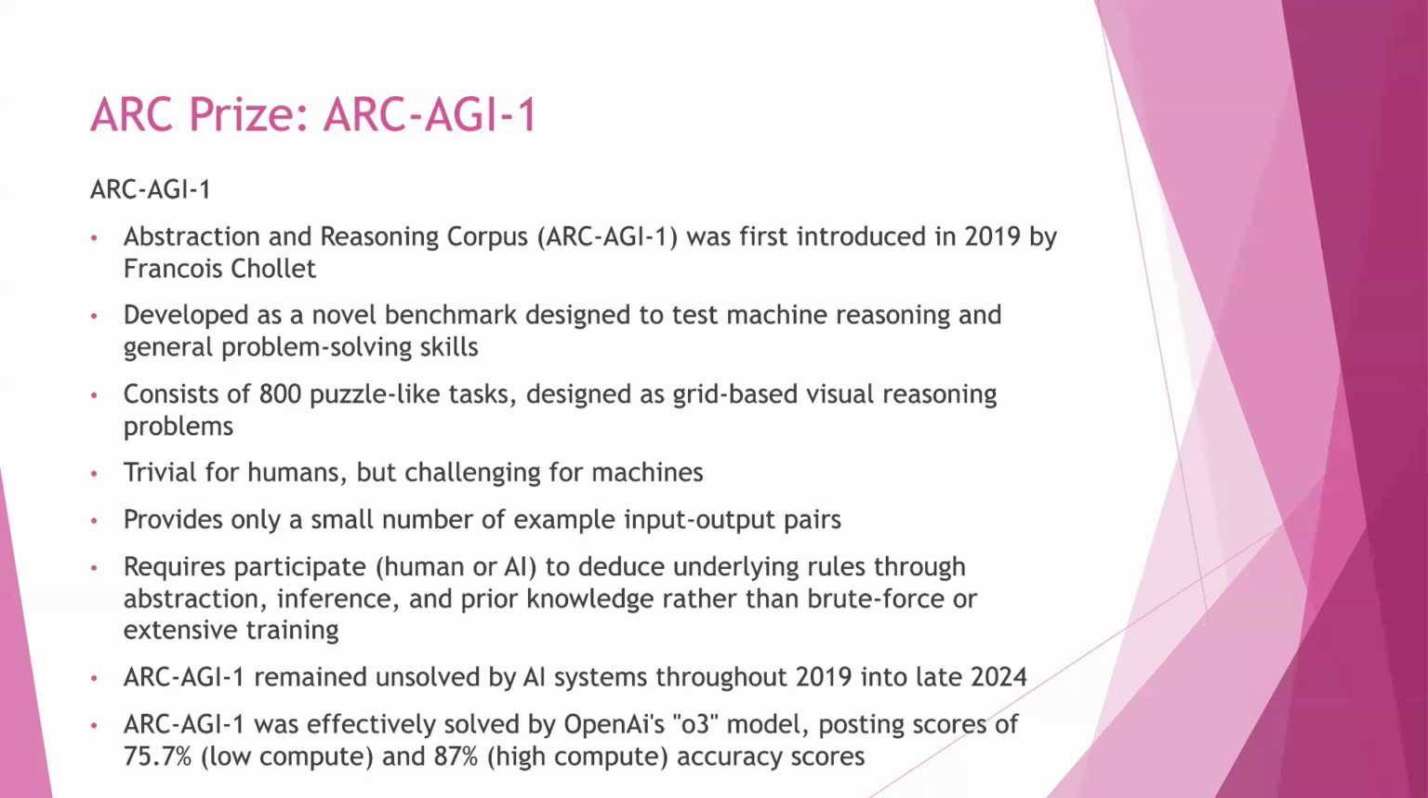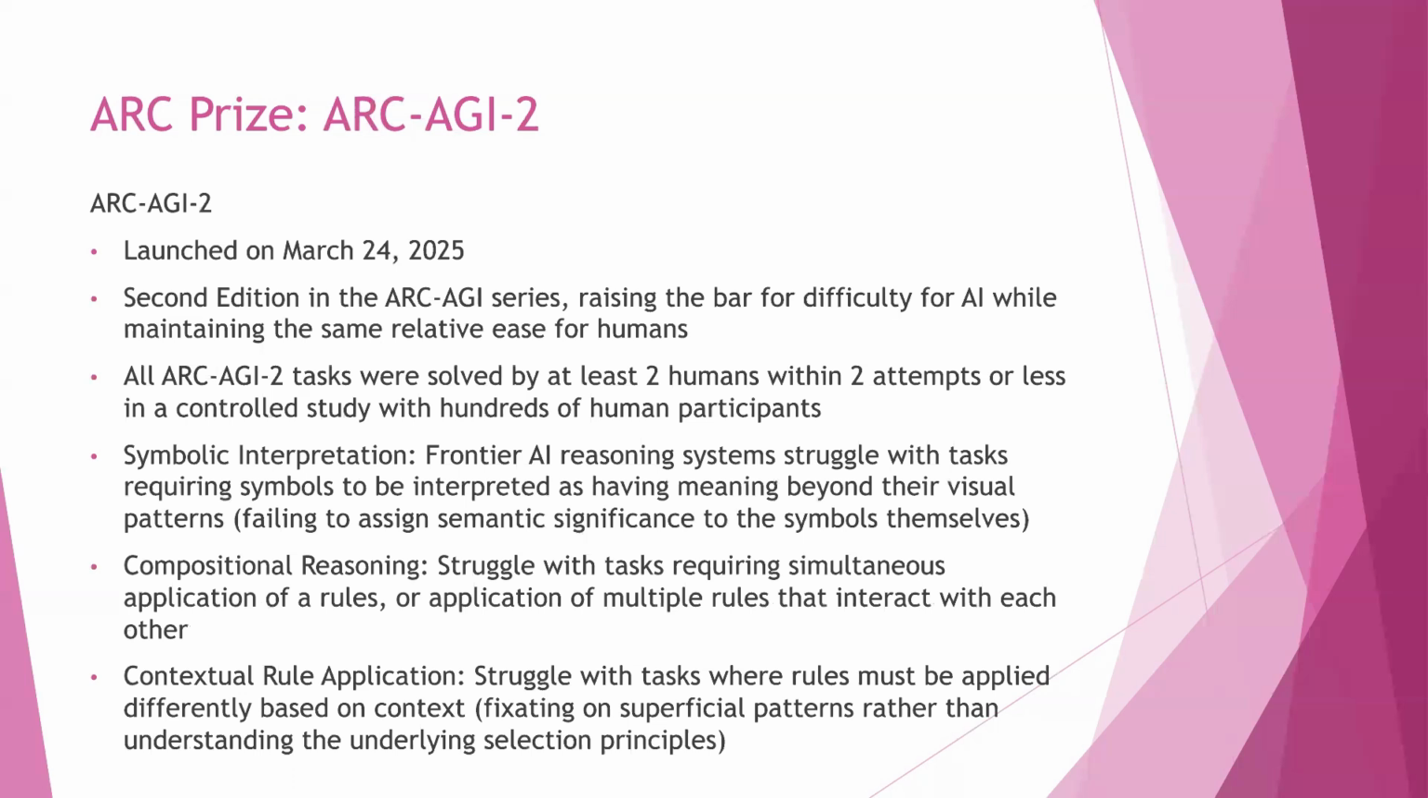That changed because ARC-AGI-1 was effectively solved by OpenAI's o3 model, posting scores of 75.7% on low compute and 87% accuracy on high compute. Now, this led to the creation of ARC-AGI-2, which was launched in late March of this year. It's the second edition of the ARC-AGI series, raising the bar for difficulty for AI while maintaining the same relative ease for humans. All ARC-AGI-2 tasks were solved by at least 2 humans within 2 attempts or less in a controlled study with hundreds of human participants.